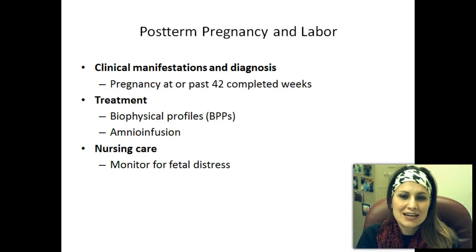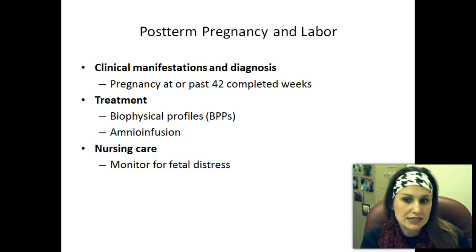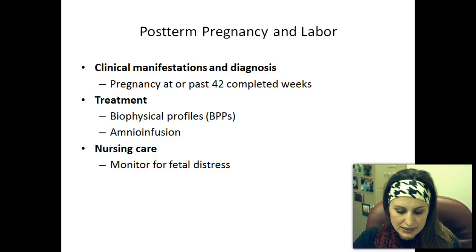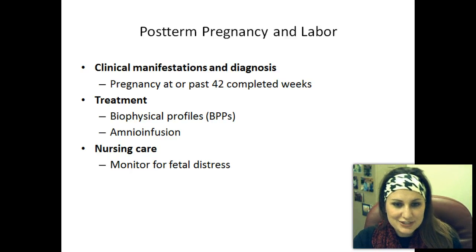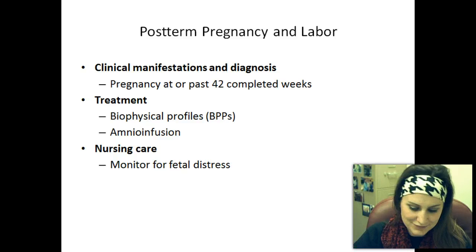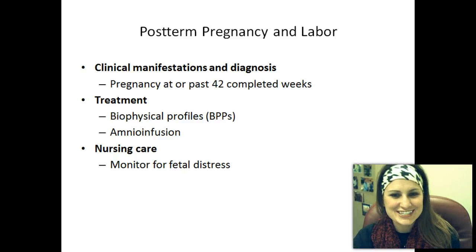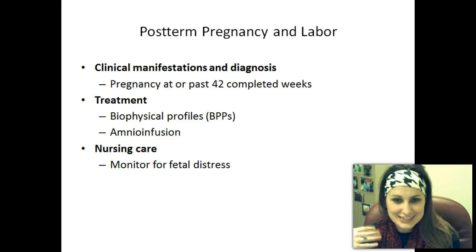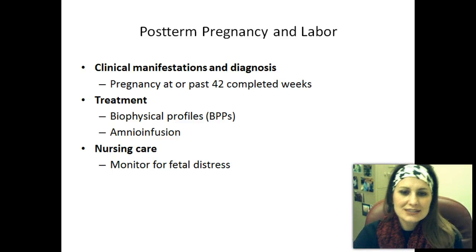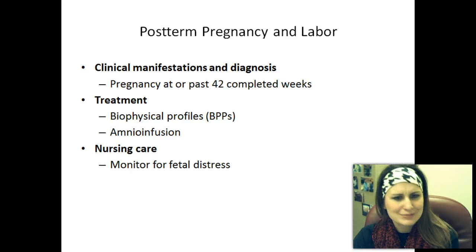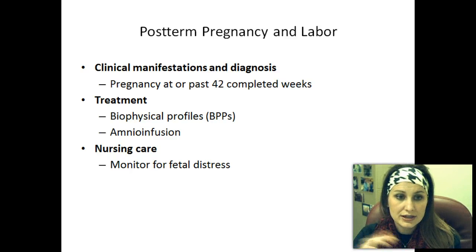Clinical manifestations and diagnosis for post-term pregnancy and labor. So post-term is going to be anything after 42 weeks. So this woman is past her due date, and so you can imagine her anticipation. She is ready to have that baby out. And a lot of times, this will happen because we have overestimated her due date. We didn't guess correctly. And so our big concern here is fetal lung maturity. We want to make sure that the lungs are fully cooked, I guess is one way of saying it.